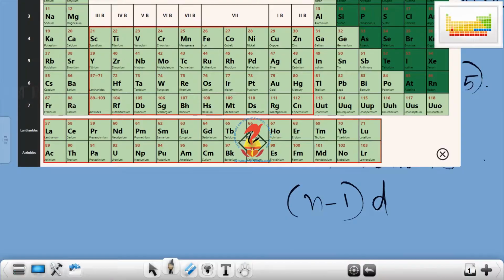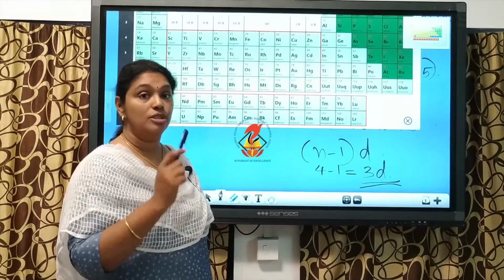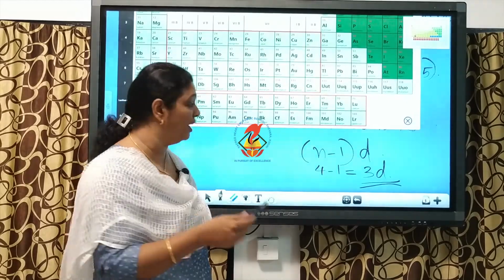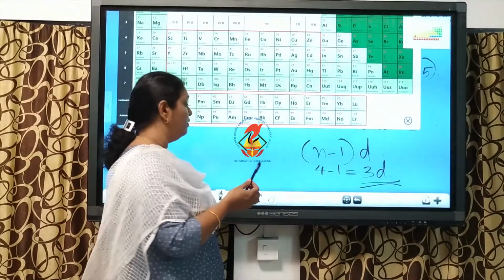N minus 1 d orbital. Now check for the fourth period. For fourth period, n is equal to 4. So we have 4 minus 1, which is equal to 3. Or we can say 3d orbitals are filled in fourth period. So in fifth period, it will be n minus 1, means 5 minus 1, 4d orbitals will get filled.